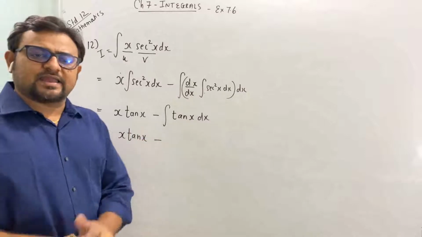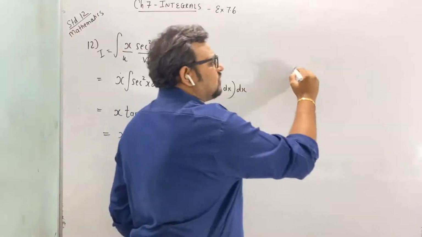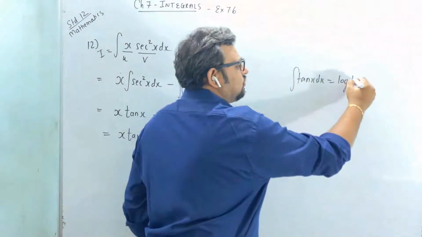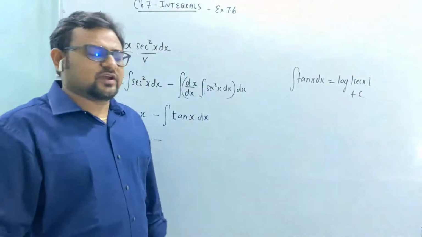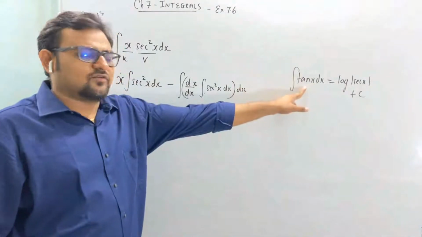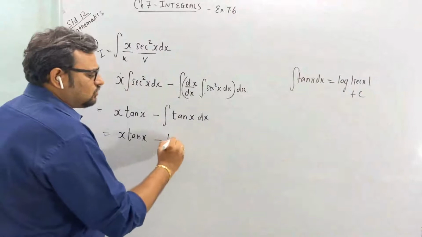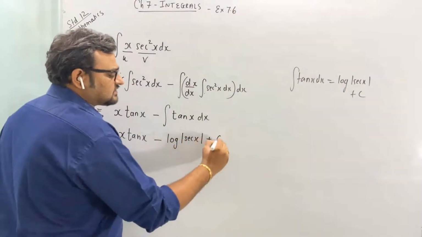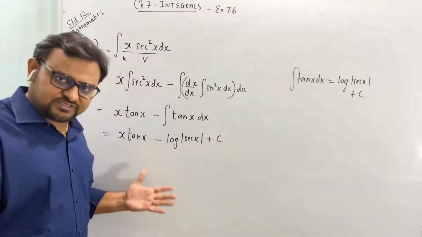tan x minus. Now integration of tan x, we are having the formula. This is equal to log of sec x plus c. Okay, we have not used this formula many times. So I just reminded you the formula for integration of tan x. So this will be equal to log of sec x plus c. Okay, so this is your answer.